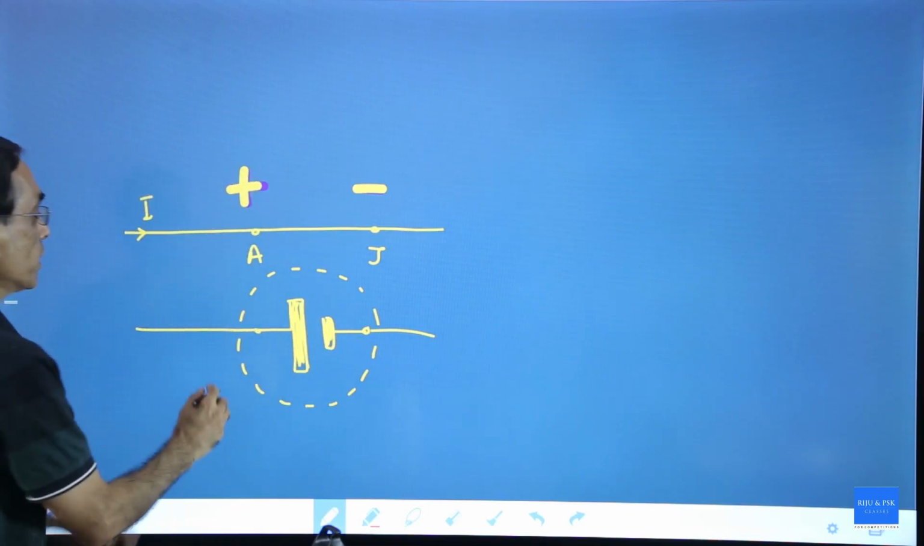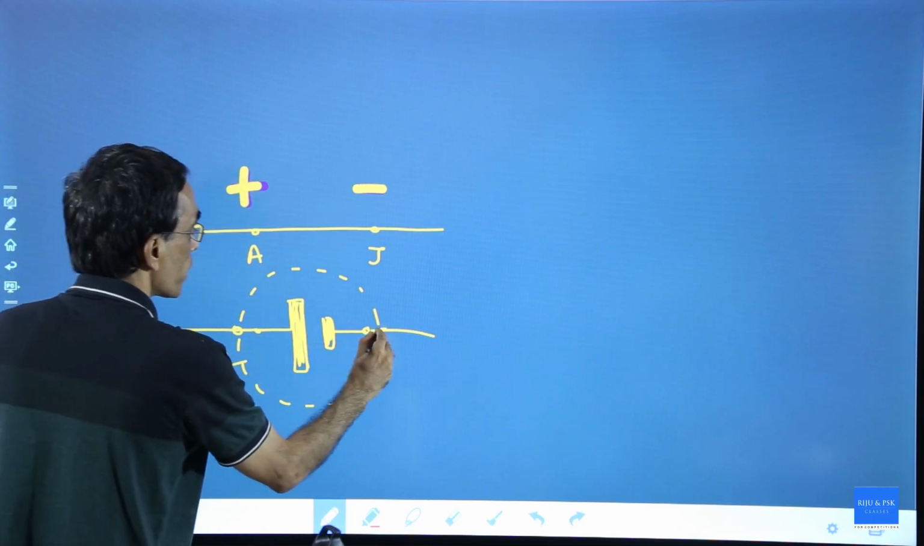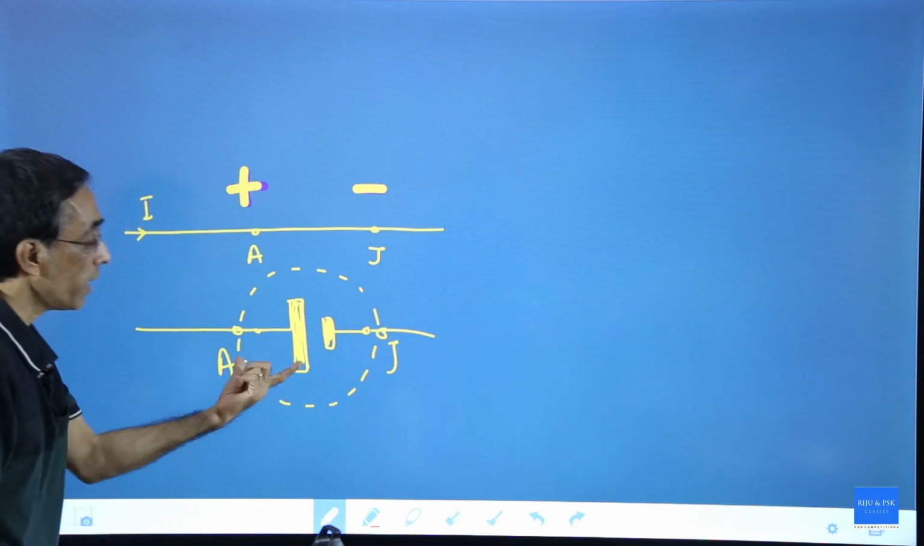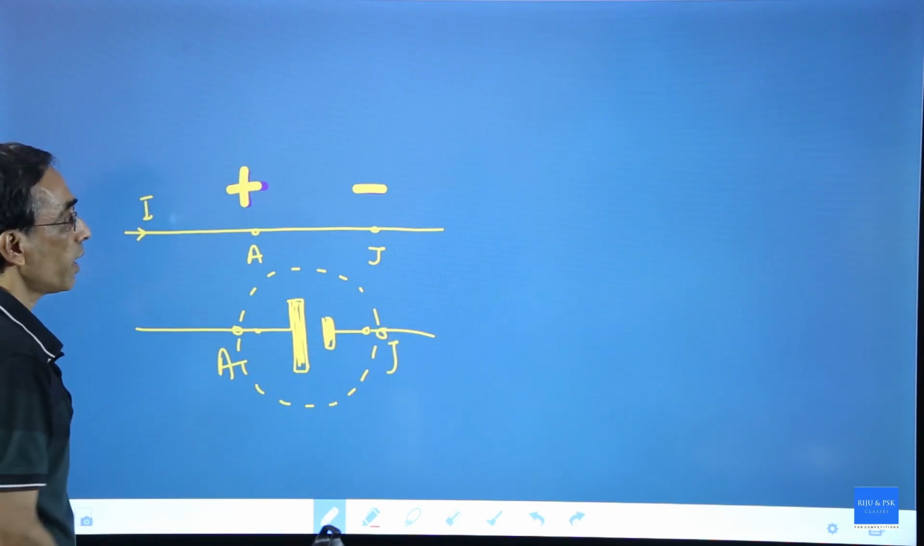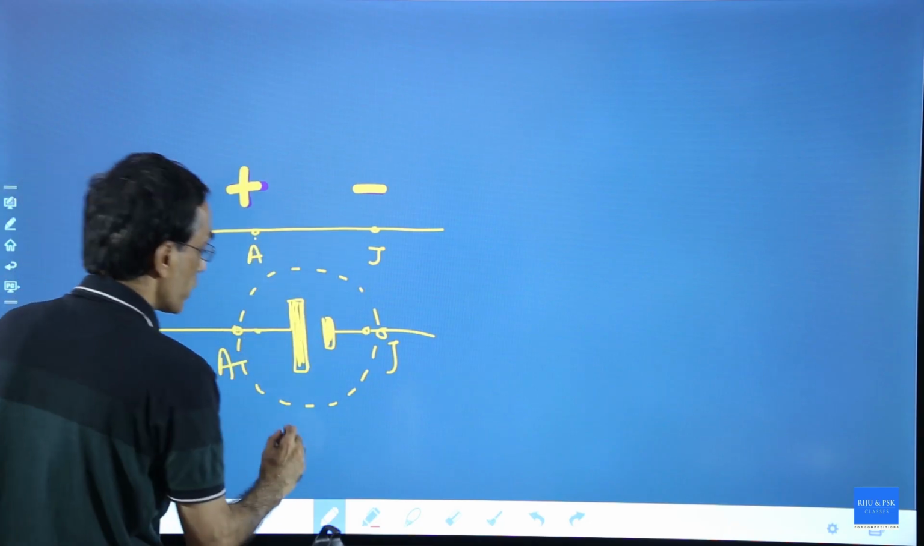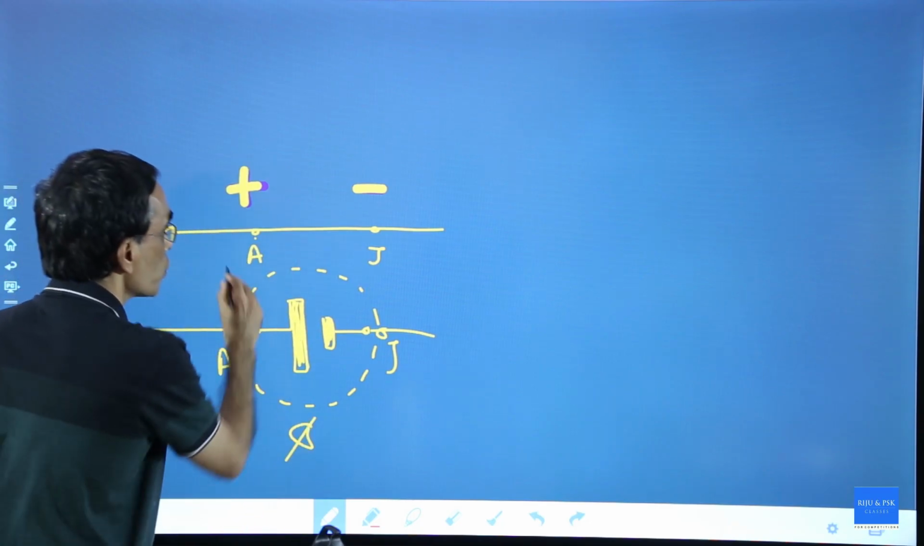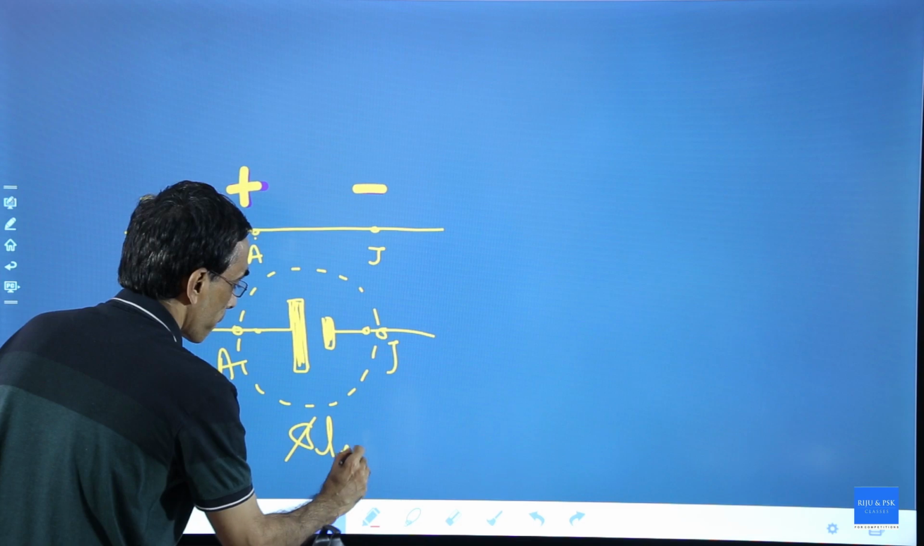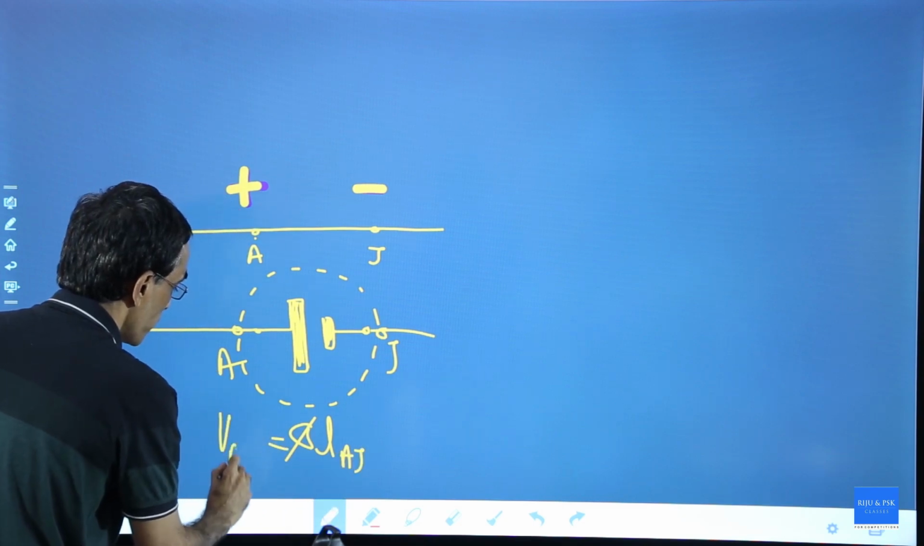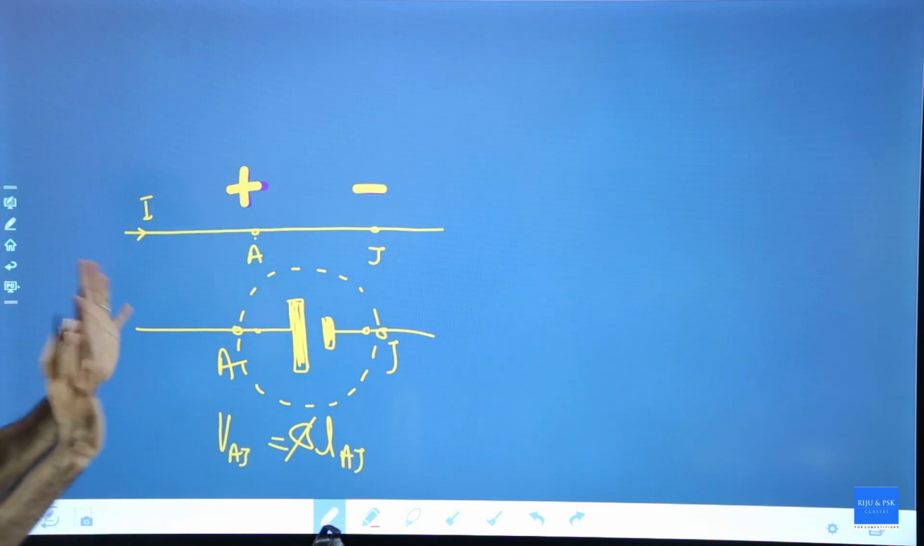That wire is like this. This is point A, this is point J. And what is the voltage of the cell? That is the potential difference, and I can say that it will be equal to phi into length AJ. That is the voltage between A and J. This should be there in your mind.